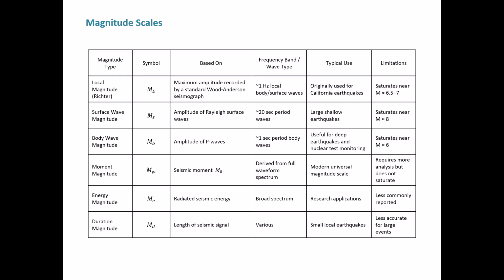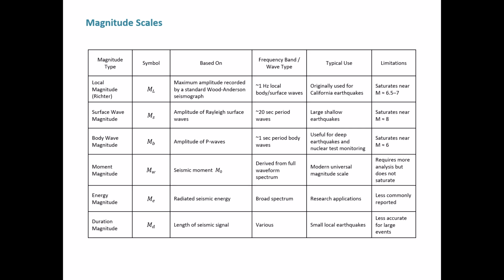Now, some of these magnitude scales have an upper saturation limit of sorts. So Richter magnitude, maybe 6.5 to 7. We've got M sub S. This is a surface wave magnitude, with attention focused on the Rayleigh surface waves, so waveforms of maybe 20-second period in large shallow earthquakes. Body wave magnitude, M sub B, is based on the P waves and a 1 second period. This is useful for earthquakes and for nuclear test monitoring.